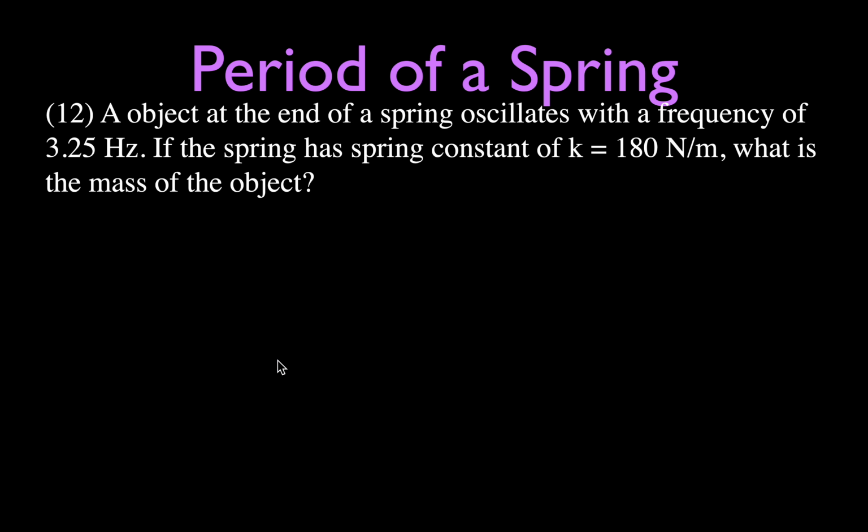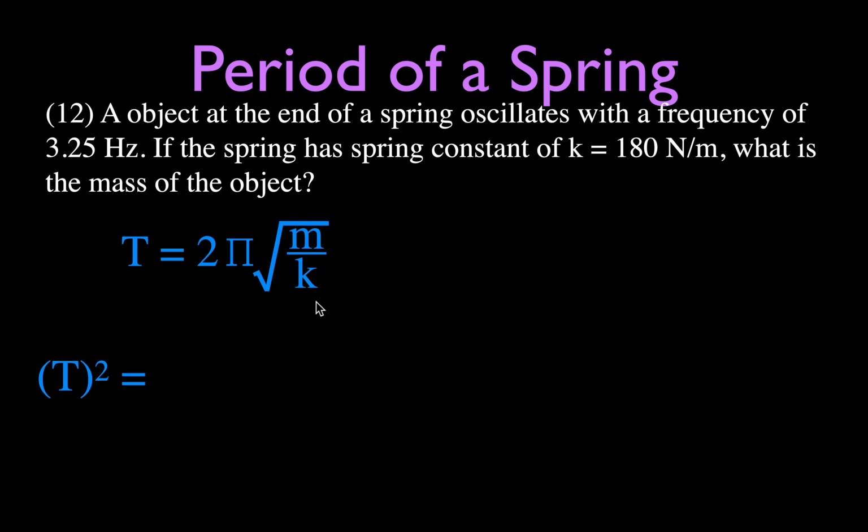All right. The next one says an object at the end of the spring oscillates with a frequency. So we're given the frequency, and we're given the spring constant. Now, we're going to use this equation, but we're not given the period, so we're going to have to calculate the period first. All right, but we're going to start off by, we want to solve for m.